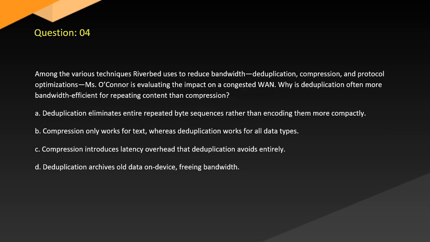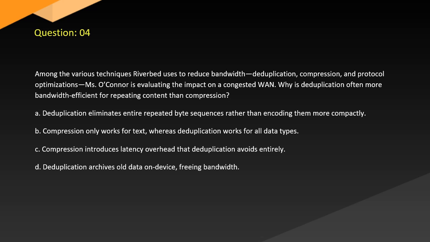Question 4. Among the various techniques Riverbed uses to reduce bandwidth, deduplication, compression, and protocol optimizations, O'Connor is evaluating the impact on a congested WAN. Why is deduplication often more bandwidth efficient for repeating content than compression?